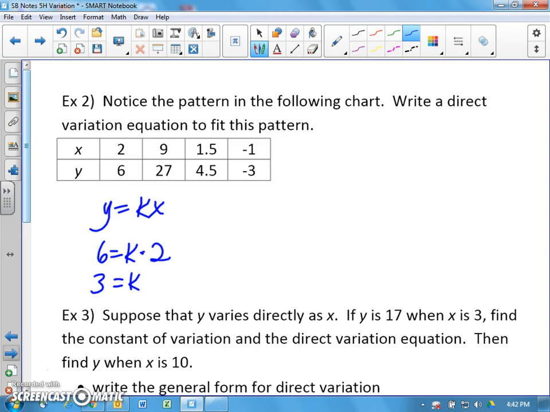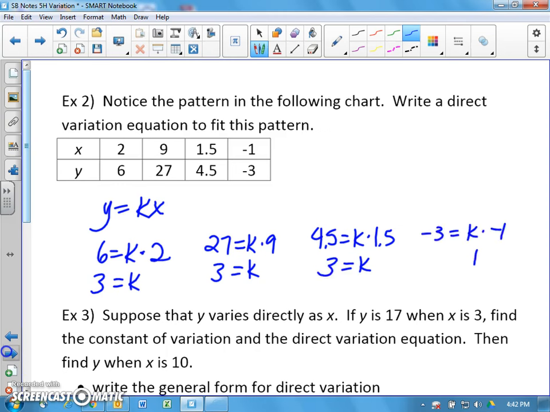We can verify this with each of the others. 27 would have to be k times 9. So again, we get k to be 3. 4.5 would need to be k times 1.5. Again, k is 3. Finally, negative 3 would be k times negative 1. So again, k is 3. Since each point in this fits the same pattern with the same constant of variation, this would be a situation of direct variation. We could write our equation using our constant of variation, and it would just be y equals 3x.